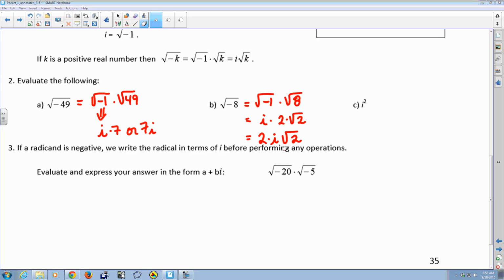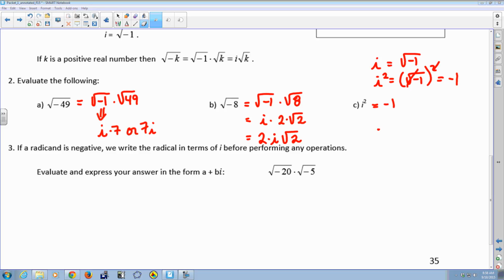Okay? Now, just like we can do with any number, we can take i and apply various powers to it. So if I were to square i, I would be squaring this square root. And anytime I square a square root, these two things undo each other. They're inverse operations, and I get negative 1. So this is negative 1.